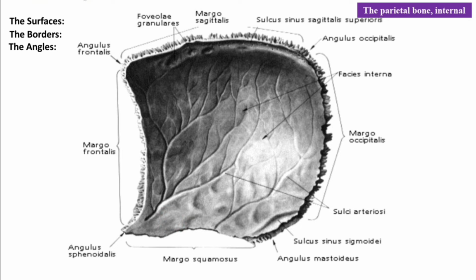On the internal surface, you find grooves. These grooves belong to the arteries, so sulci arteriosi. And this one is very important. This one is the groove for the sigmoid sinus, sulcus sinus sigmoidei.